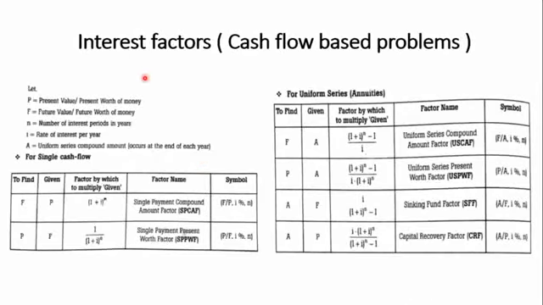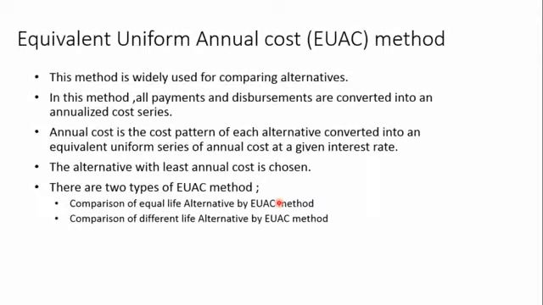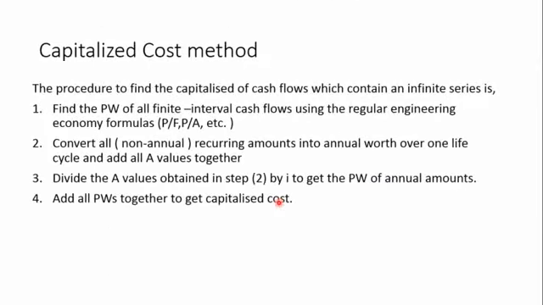As we know all the engineering formulas, I will show you that side. See, these are the various interest factors. By using those interest factors we can calculate the PW of finite interval cash flows. Finite interval means we know the exact time period. When we know the exact time period, we can calculate by using the engineering economics formulas.